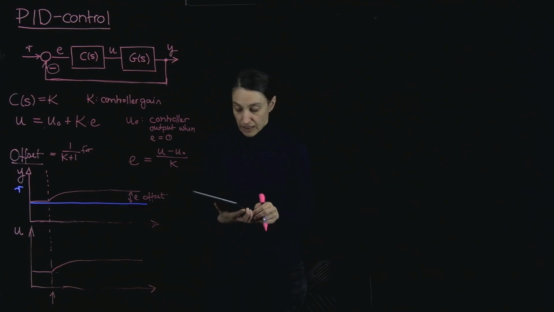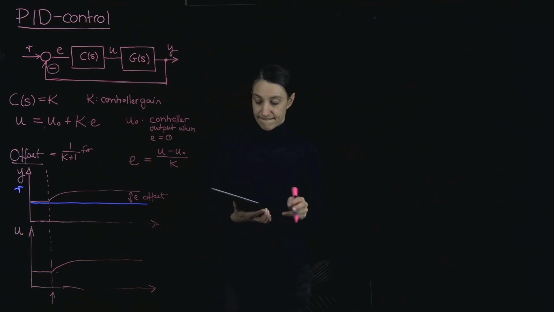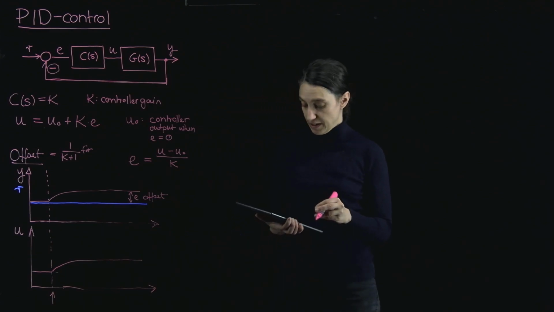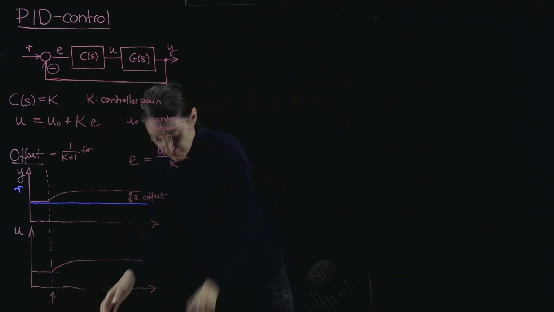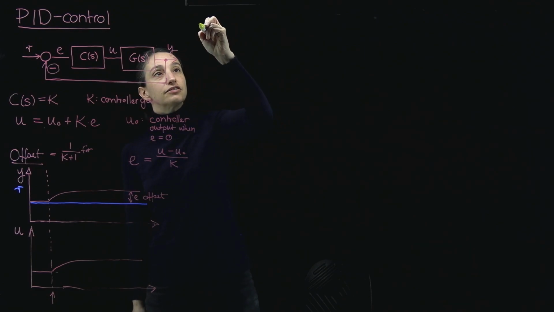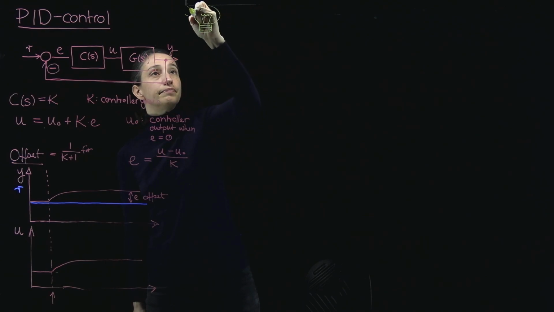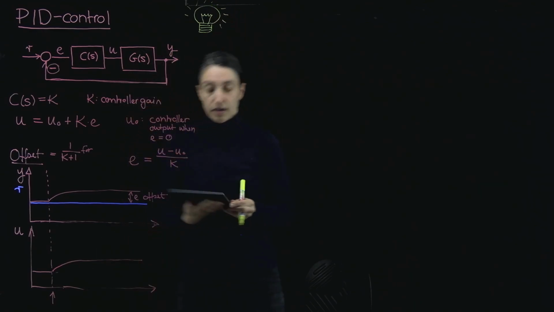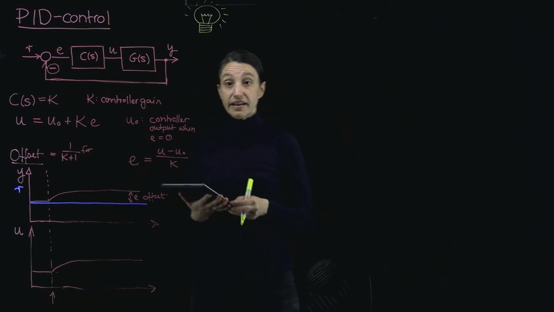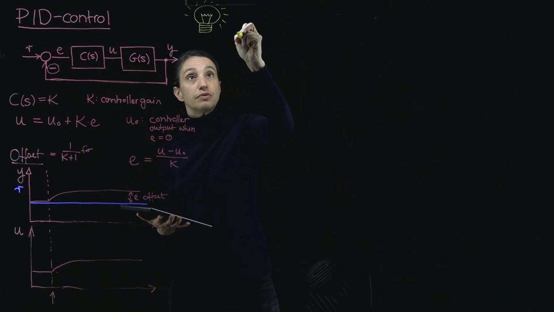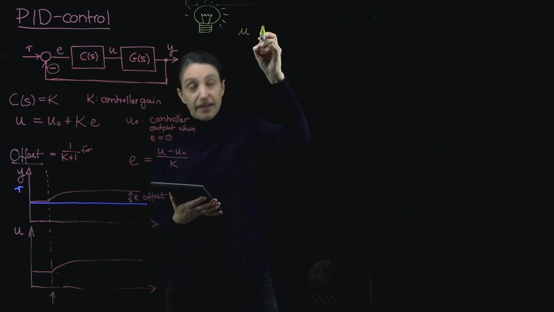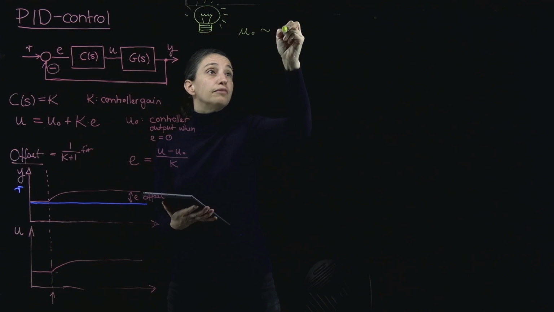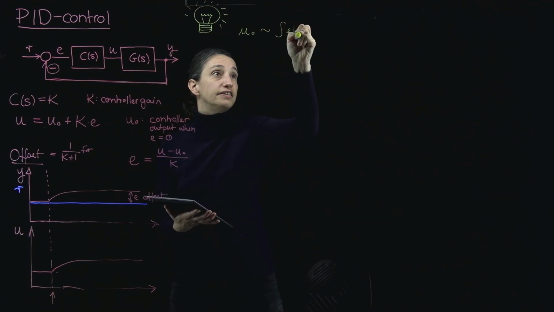Okay. So now someone had this extremely brainy idea. So let me just draw that. Someone in the past, it was not recorded who that was, had this super brainy idea of removing the offset by introducing an integral action term. So we're removing the offset by setting U0 proportional to the integral of e of t dt.